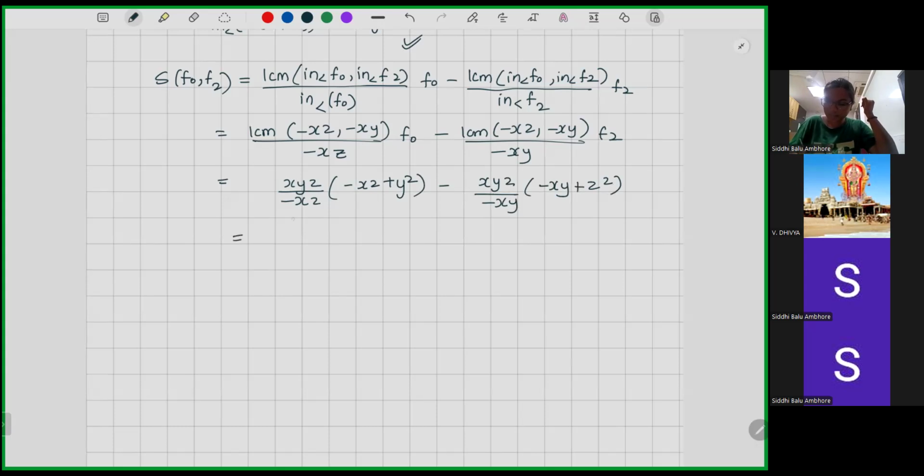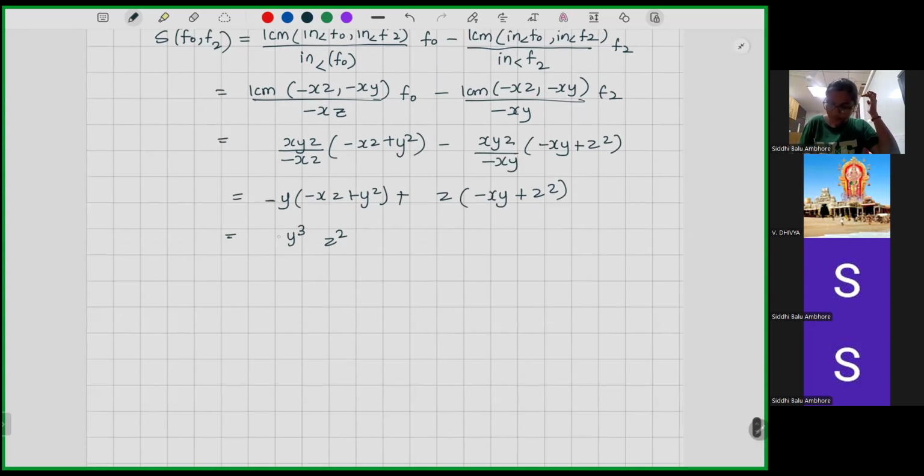So this gets y into minus xz plus y square, minus z into minus xy plus z square. So this is y cube, minus, or plus, yeah, minus. Here it's minus, here it's plus. So I get minus y cube plus z square. Sorry, z cube. This xyz gets cancelled here.